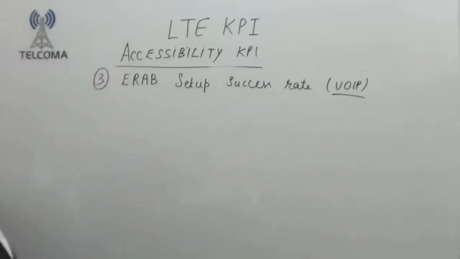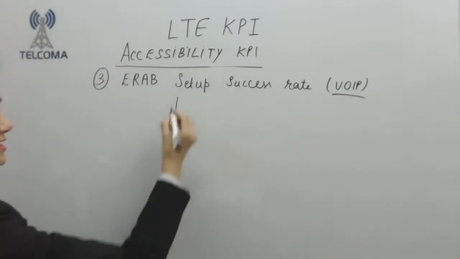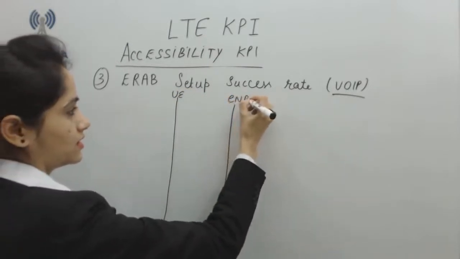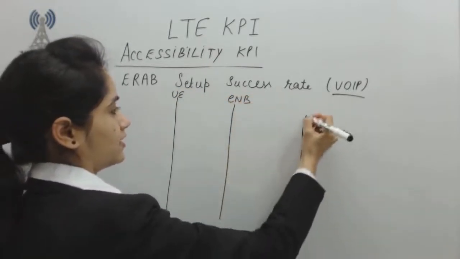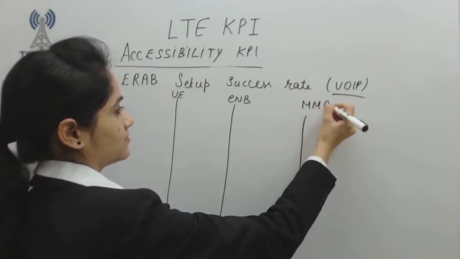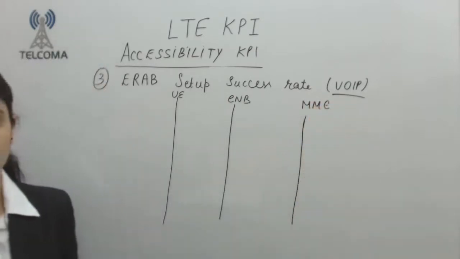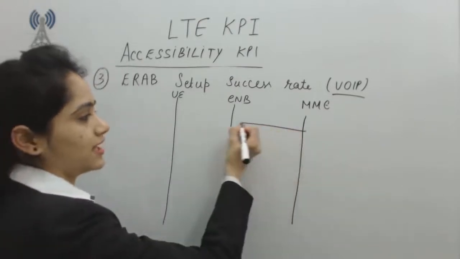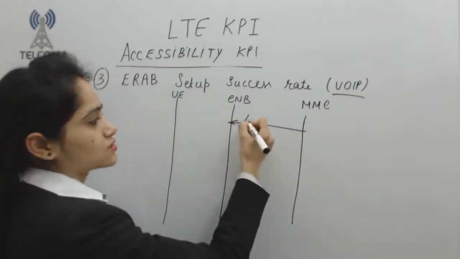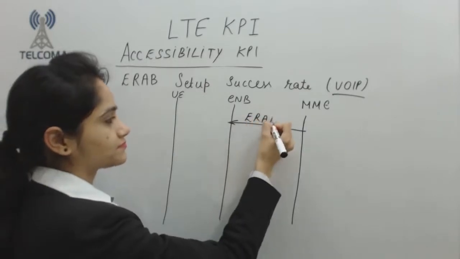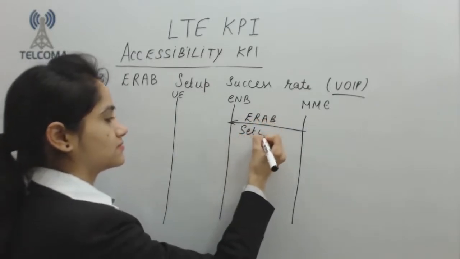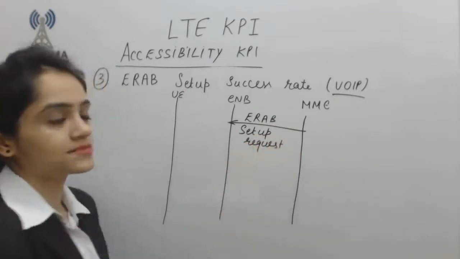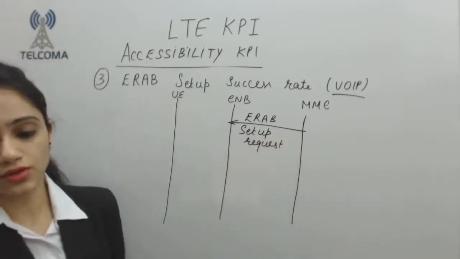Like we have the entities user equipment, now eNode B, and now I will draw here the MME as the mobility management equipment. Now the first message, the ERAB setup request, is initiated by the MME, which we are discussing. So we have the ERAB setup request. This ERAB setup request is forwarded to the eNode B.